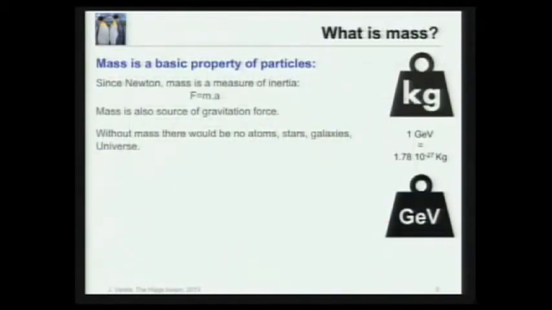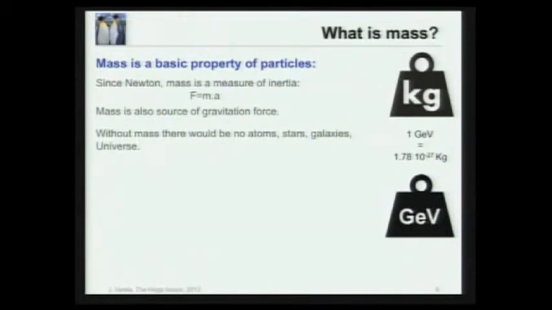So what is mass? We are concerned about mass, so let's define a little bit what mass is. It's a basic property of particles. Since Newton, mass is a measure of inertia: force equals mass times acceleration. Everybody knows this. Mass is also a source of the gravitation force. What is sure is that without mass there would be no atoms, no stars, no galaxies, maybe no universe, at least as we know it.